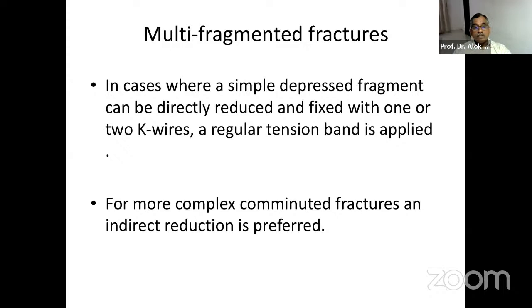Now, if it is a complex fracture with multiple fragments, in cases where a simple depressed fragment is visible, you reduce it directly and fix it with one or two K wires. You can put a regular tension band wire. But for more complex comminuted fractures, you can go for an indirect reduction.